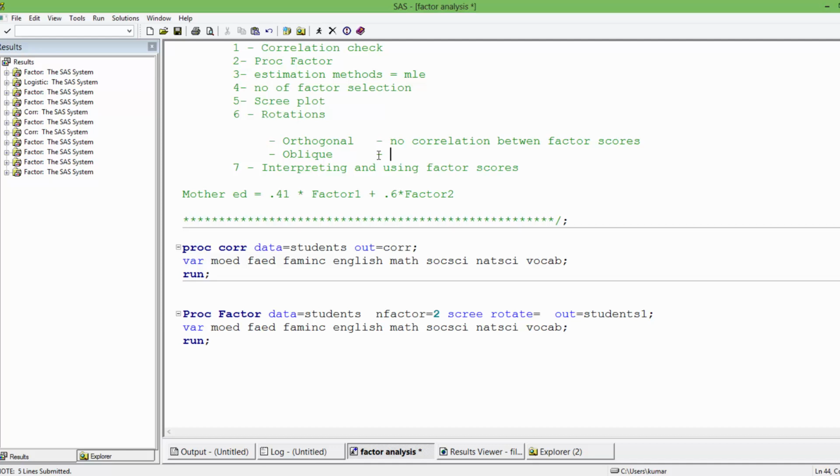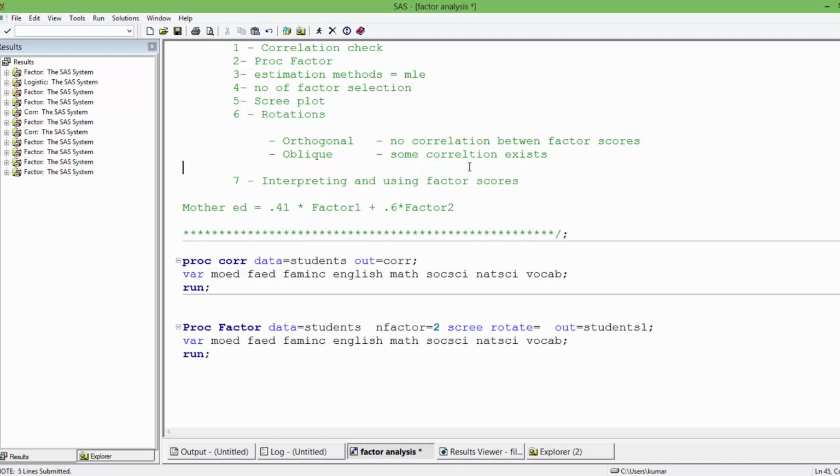In such scenarios we use oblique rotation, where some correlation exists between the factor scores. So that's another type of rotation known as oblique rotation. I'll discuss only orthogonal rotations. That's the most popular one. We don't go into the strictness criteria. Most of the time orthogonal rotation is used.